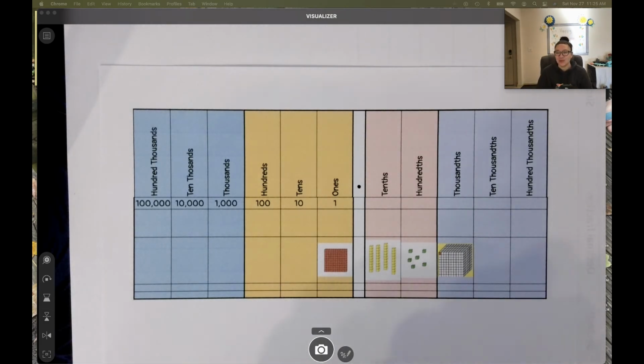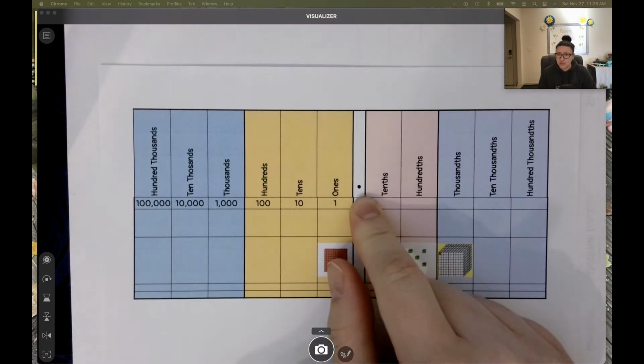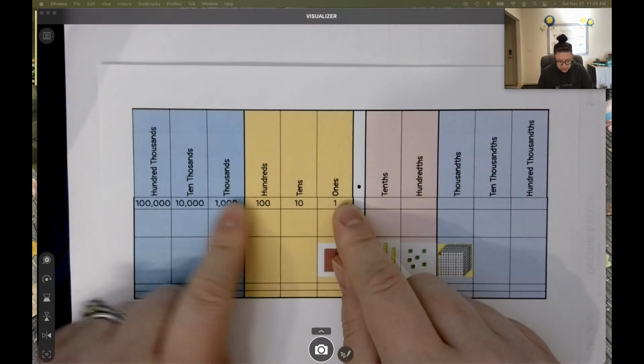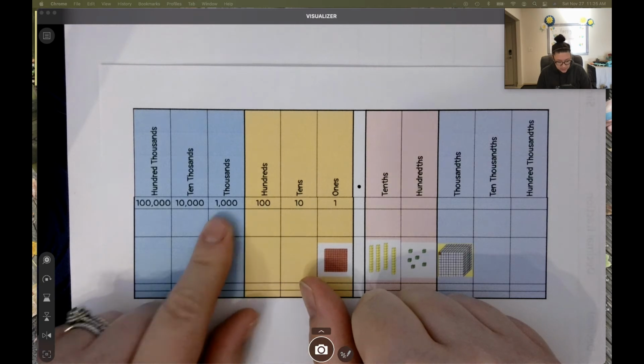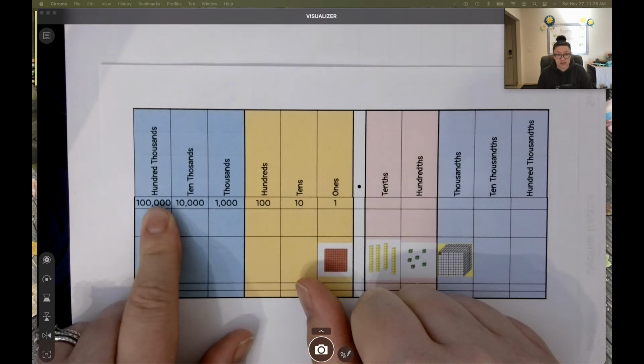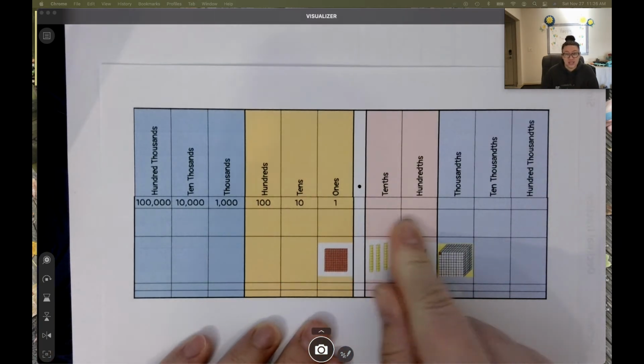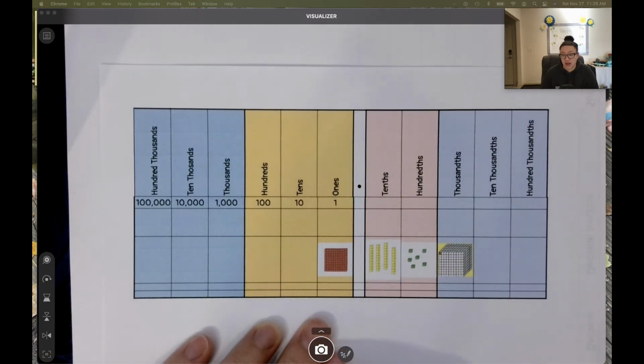So today's video, we're reviewing place value. You guys are really good about reading numbers that are to the left of the decimal place, like the ones, the tens, the hundreds, the thousands, the 10,000s, the 100,000s, and so on. We need to review the place value to the right of the decimal place.